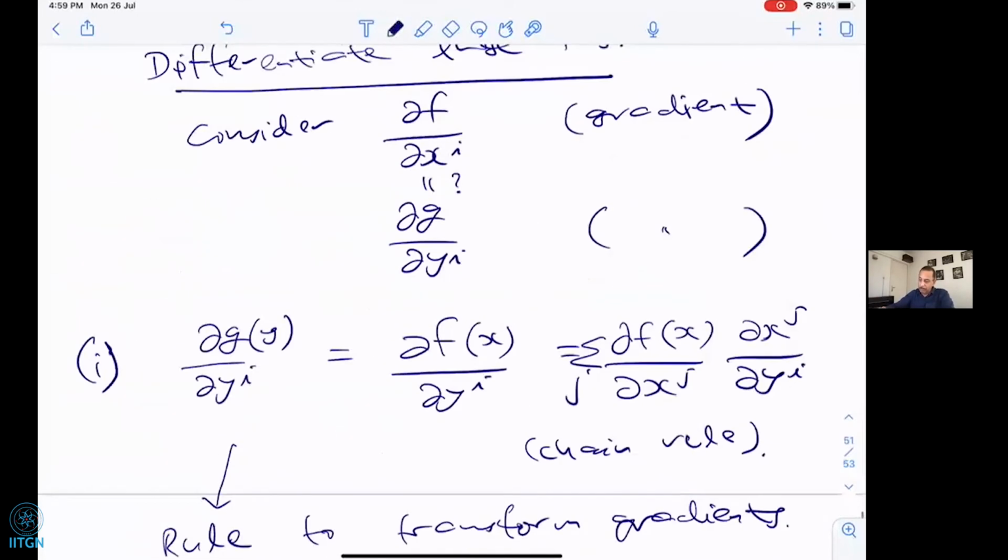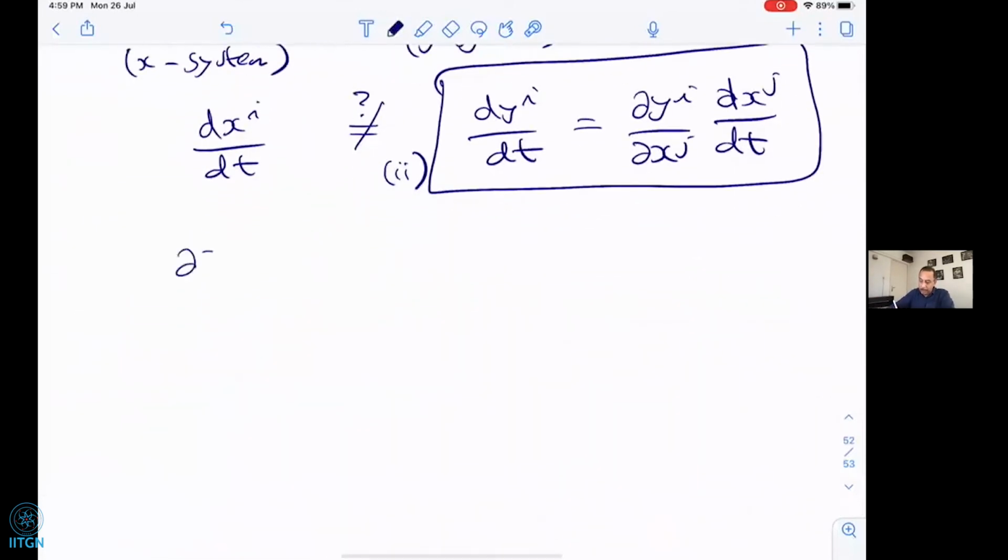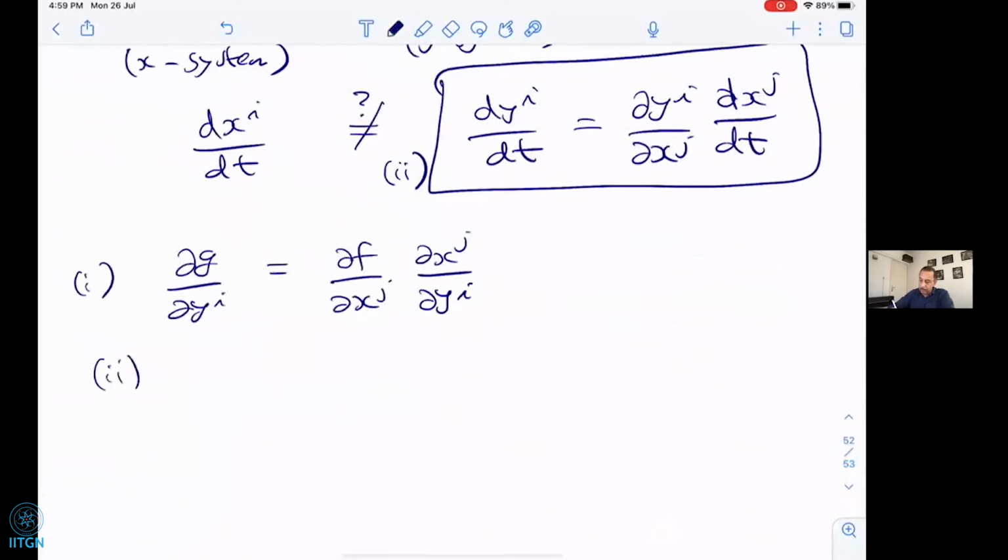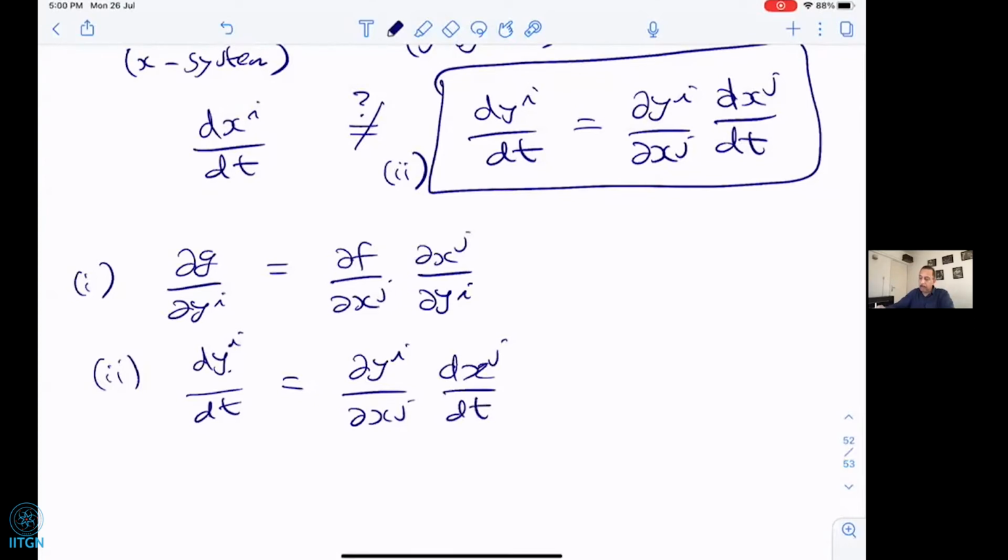So the first one was del g by del yi is equal to del f by del xj times del xj by del yi. And the second one, it's written just above, is d yi by dt is equal to del yi by del xj times d xj by dt. So this relates, if you like, velocities.